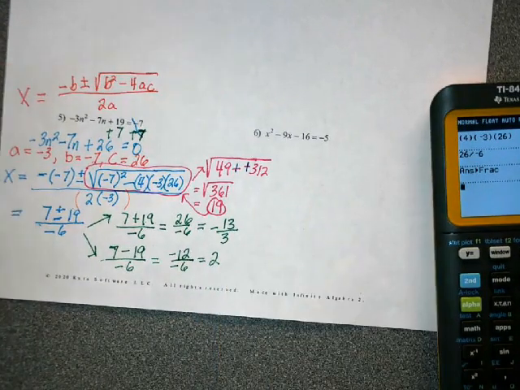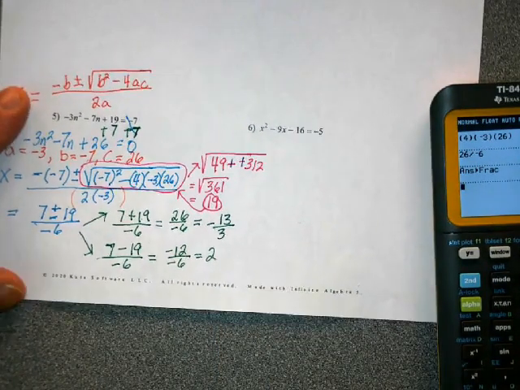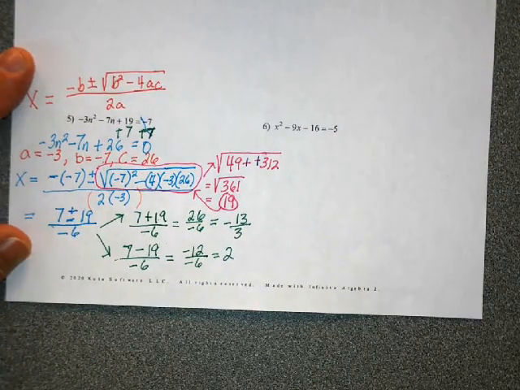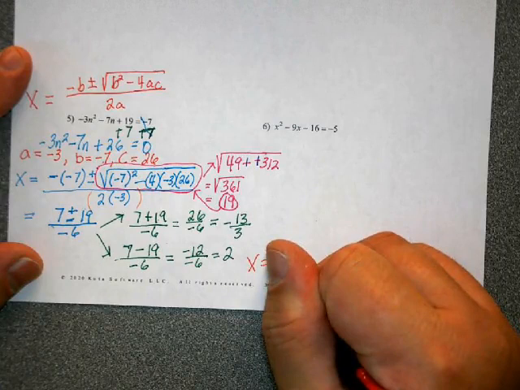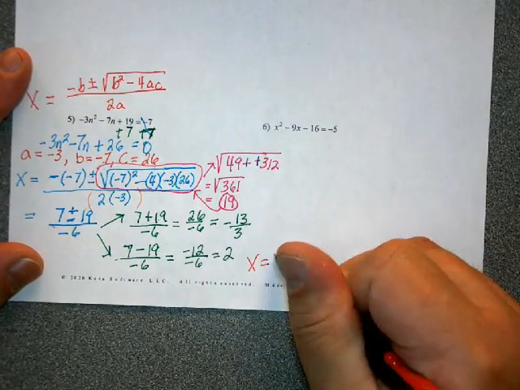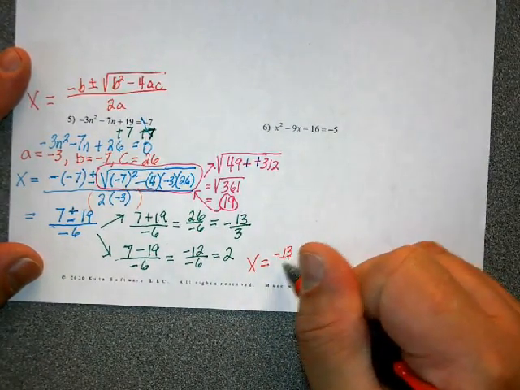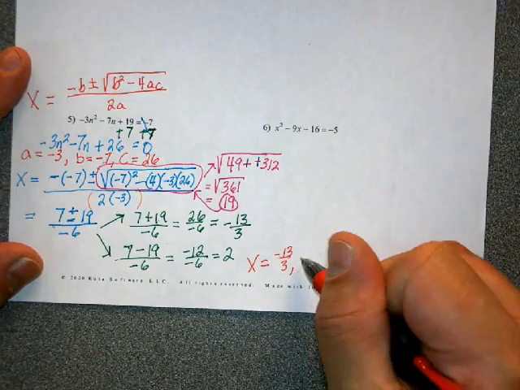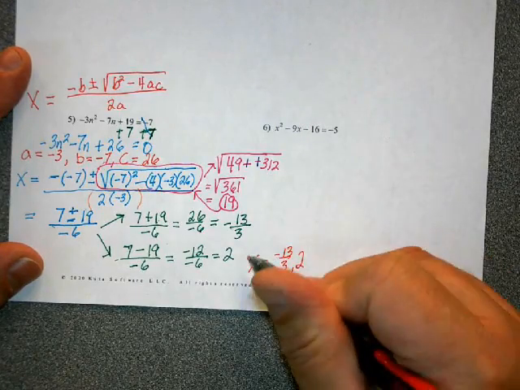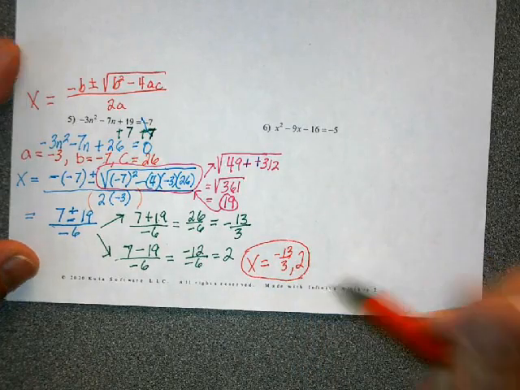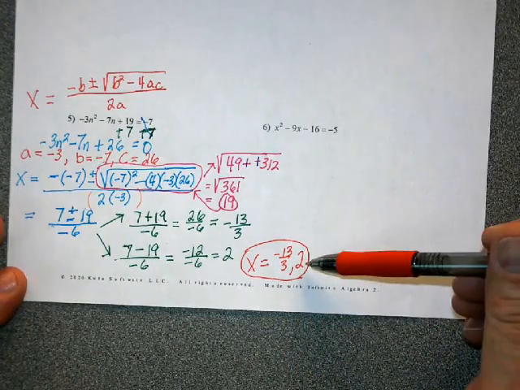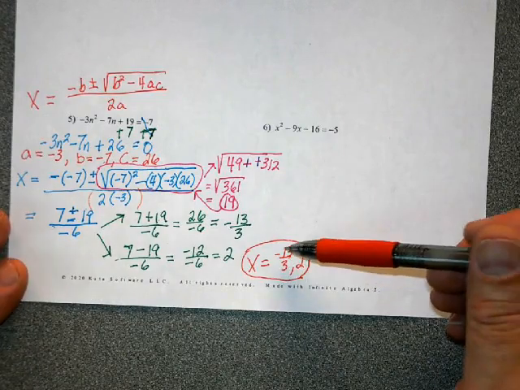So x here equals negative 13/3 and positive 2. Let's take it a step further. What does this mean? X equaled negative 13 thirds and 2. That could be a vertex.